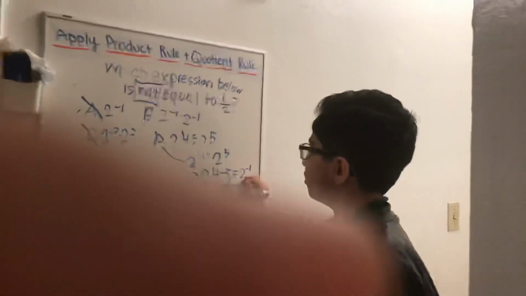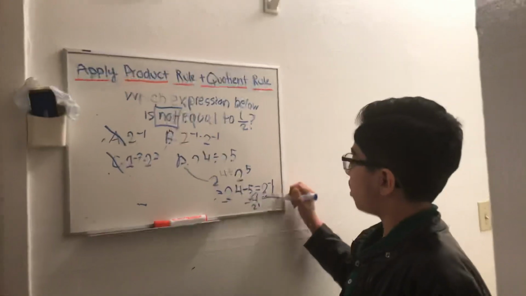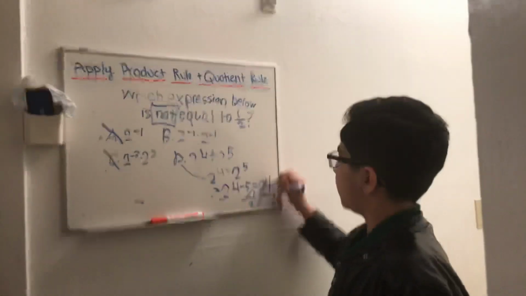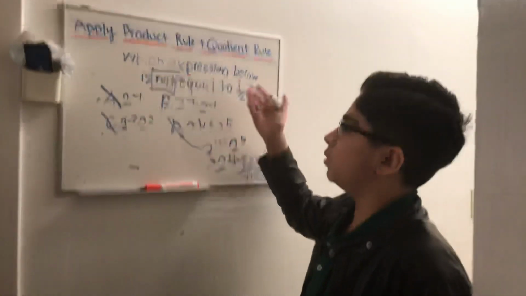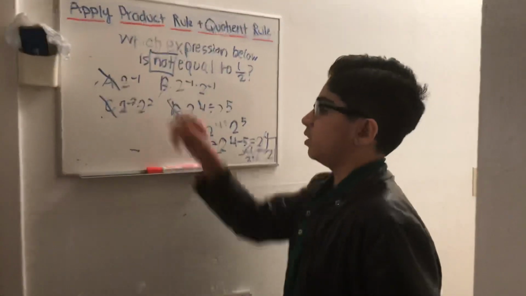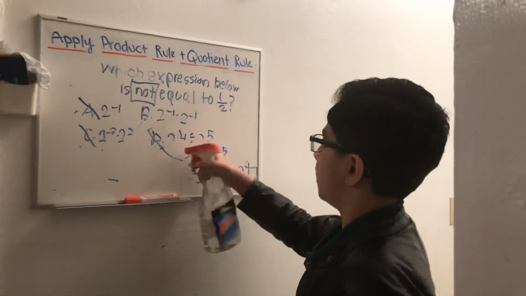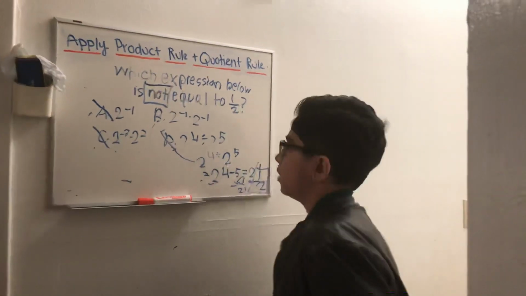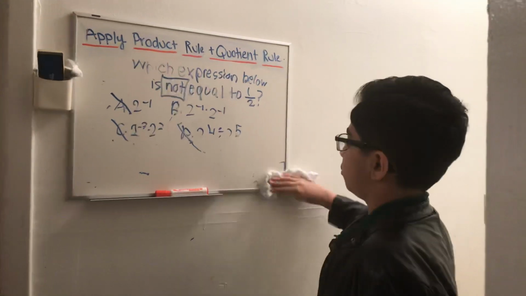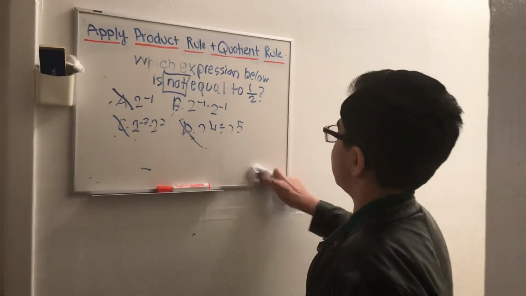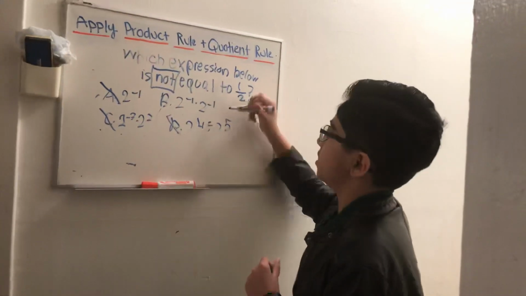Well, let's just simplify this further. So this equals 1 over 2 to the power of 1, and this also equals 1/2. So with no other choice remaining, we obviously know that B is our answer. However, you may want to always check that the only answer left ultimately answers the problem correctly.